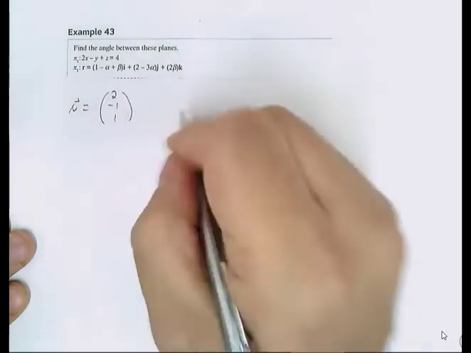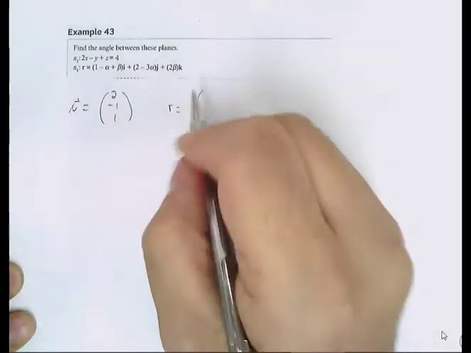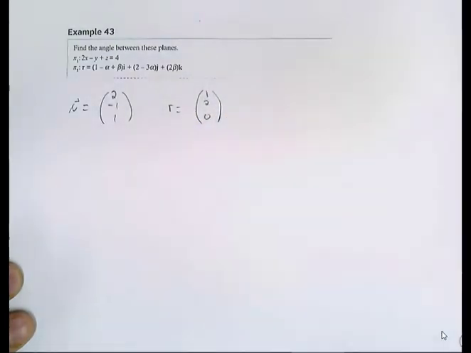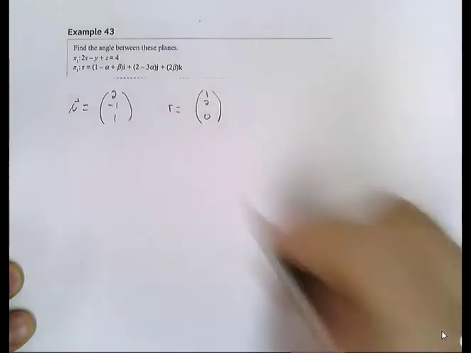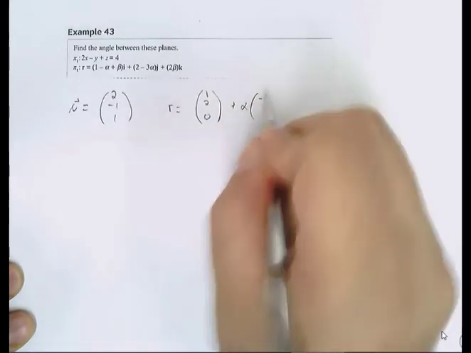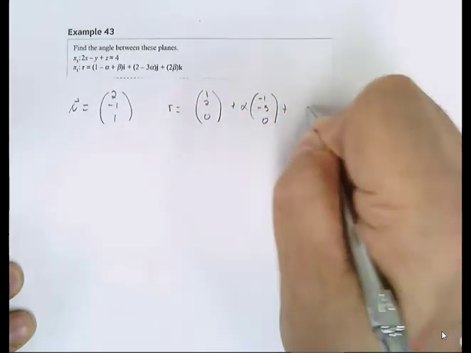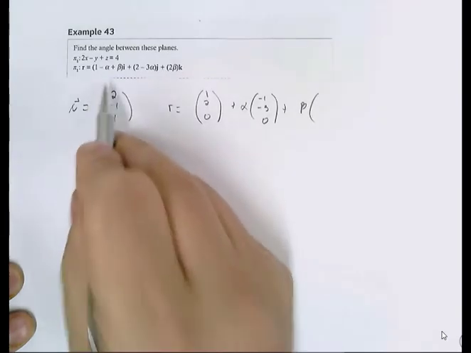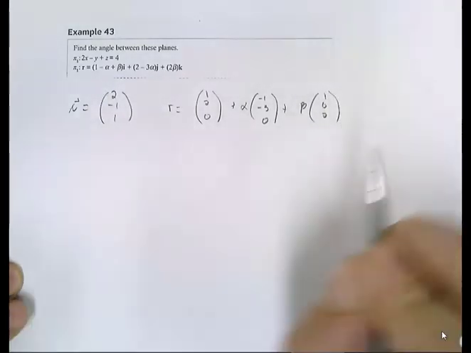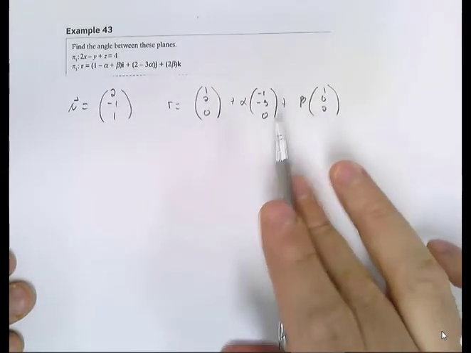Now this one's a little trickier. If we look at r, if we put that in vector form, that would be 1, 2, 0 plus alpha, the vector in this would be negative 1, negative 3, 0, plus beta times 1, 0, 2. Now, those are the two vectors that are in the plane that I have there, but I need to find the normal vector of that.